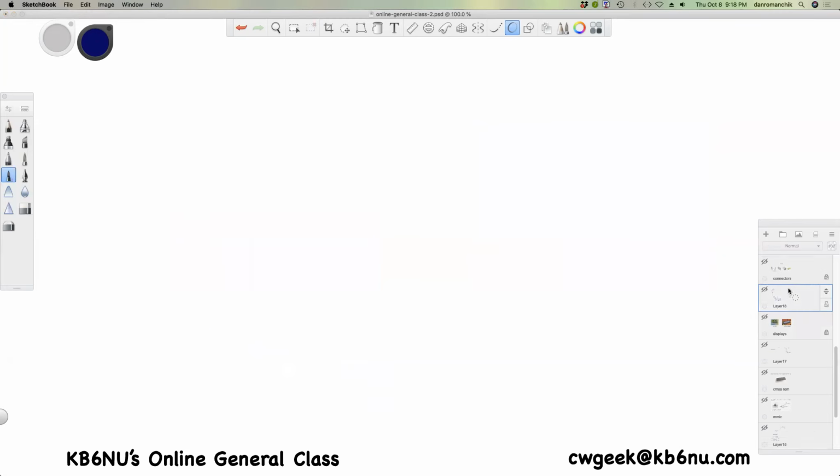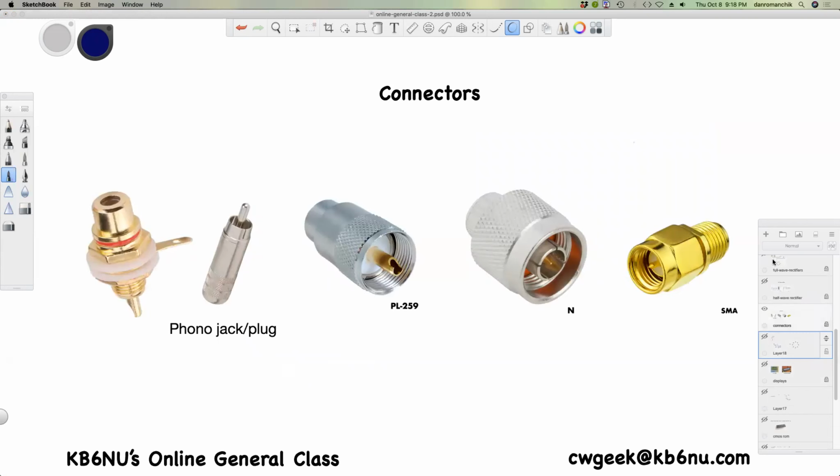Talk a little bit about connectors. So here's a bunch of connectors that we use commonly in amateur radio. The phono jack and plug, those are fairly common. There's an interesting history about the phono plug. Sometimes they call it the RCA jack, right? I don't know if you ever heard that.